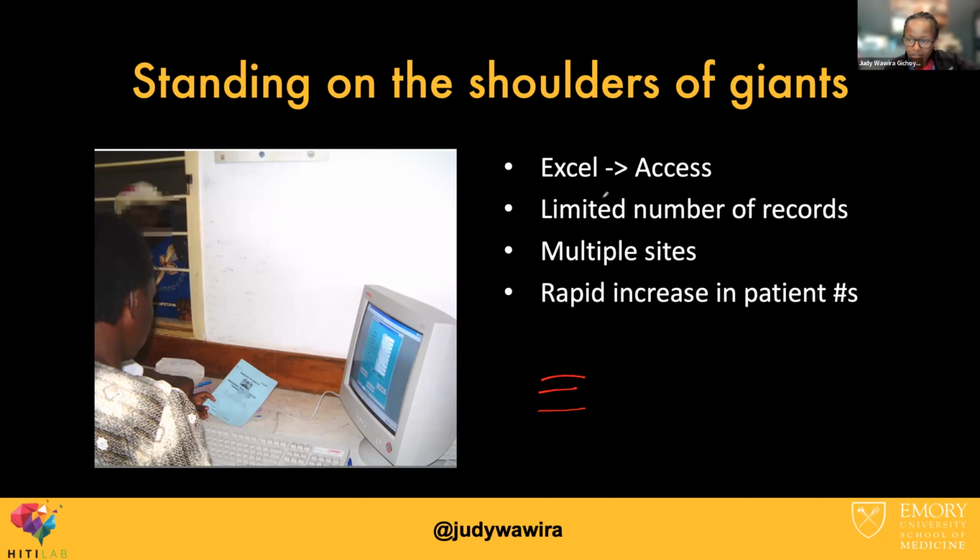And so when that couldn't sustain the clinics, we moved to Access records, but these were hampered because there were a limited number of records. And when you take care of multiple sites, remember I just talked about record linkage, proper patient identification, which is the role of an informatician. And when you have a rapidly growing number of patients, then it's very, very difficult to understand how to take care of this. And so I was lucky to be seeing this transition that was happening.